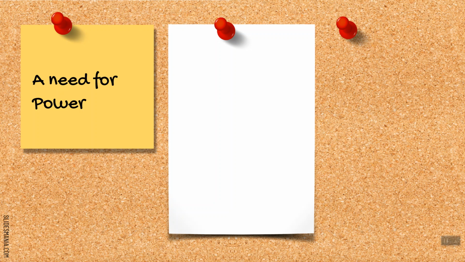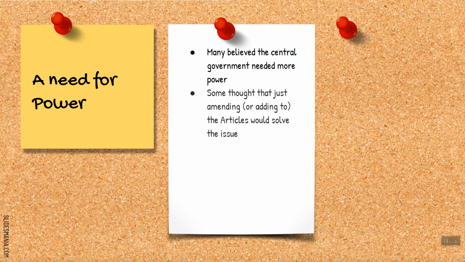A need for power. Okay, guys, so this is where kind of James Madison and Alexander Hamilton were coming from. Many believed the central government needed more power. It wasn't just these two people. There was a lot of people that were very frustrated with the government. Some thought that just amending or adding to the articles would solve the issue, though. They thought maybe we just need to add a rule here and there and everything will be better.